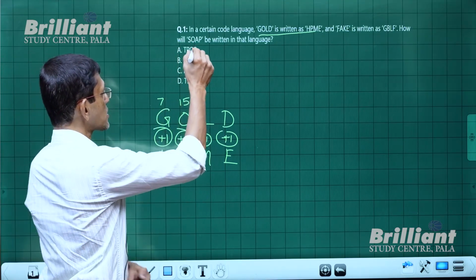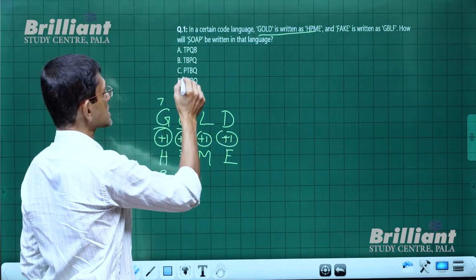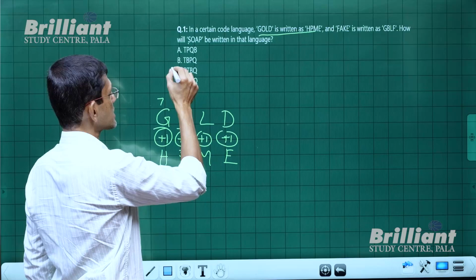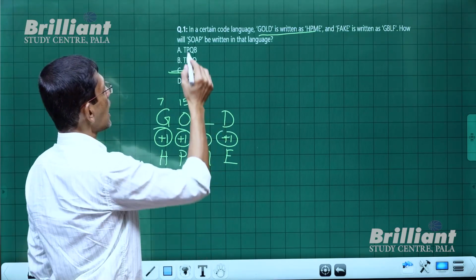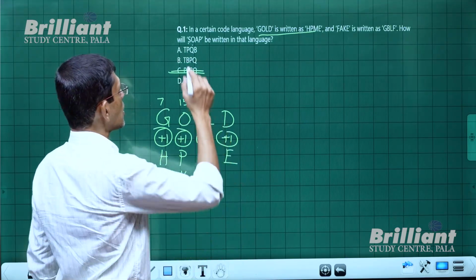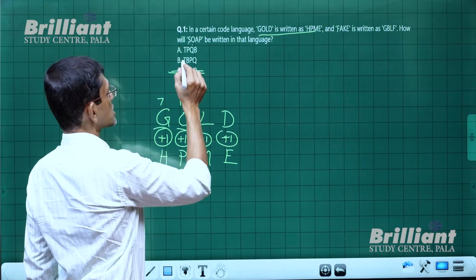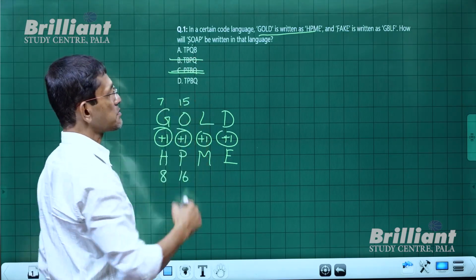Once you get the pattern, look at soap. S must be coded as the next letter. What is the next letter? S must be coded as T. So the first letter of the answer is T, and the third answer choice is out. It cannot be the answer. And second, O is coded as what? P. So TP. So TB is out. There are two answer choices starting with TP.